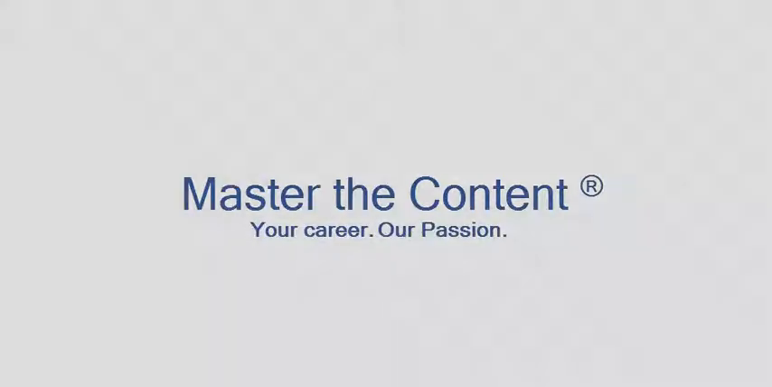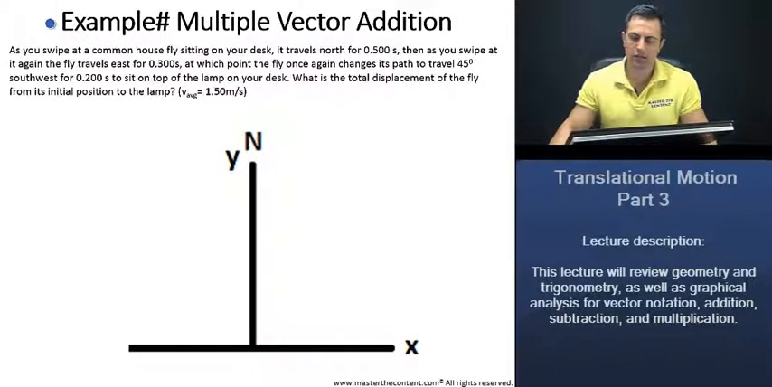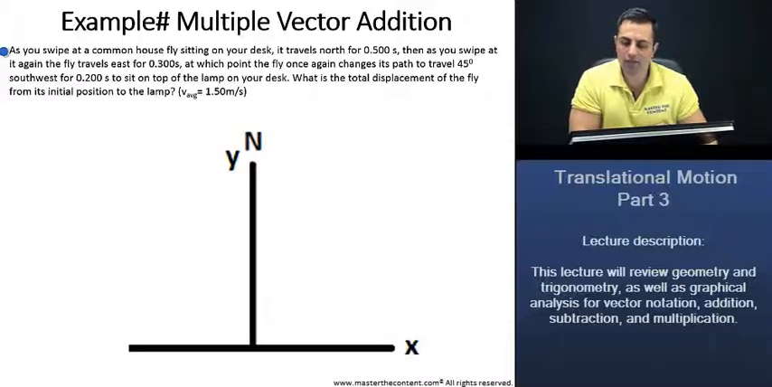Now we're going to take a look at example multiple vector addition. As you swipe at a common housefly sitting on your desk, it travels north for 0.5 seconds. Then as you swipe at it again, the fly travels east for 0.3 seconds, at which point the fly once again changes its path to travel 45 degrees southwest for 0.2 seconds to sit on top of the lamp on your desk. What is the total displacement of the fly from its initial position to the lamp?